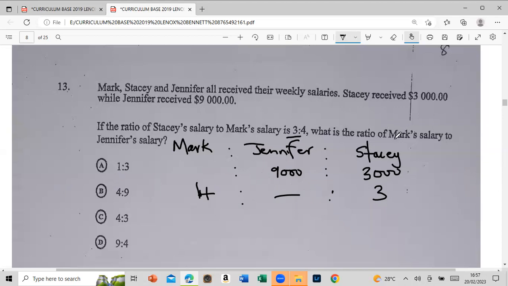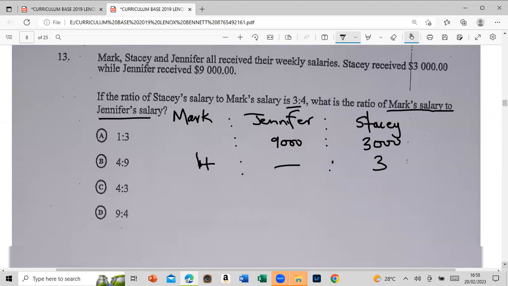And it says what is the ratio of Mark's salary to Jennifer's salary? Now this looks a little bit complicated, but trust me, it is very easy. And let me explain this to you. We can focus on Stacy. Why Stacy? Because we know the number of ratio and we know the total, right? So all it is saying, 3 shares is equal to $3,000.